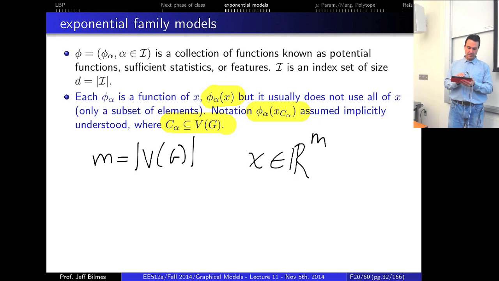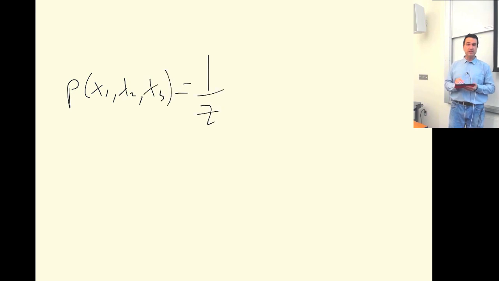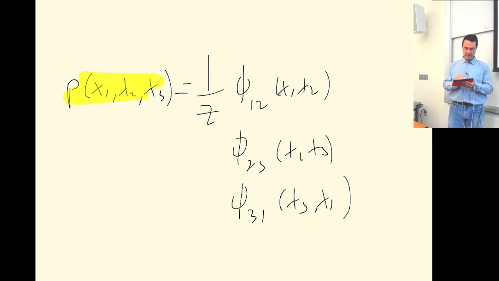So let me just do this. Let me get a piece of paper. So we have P of x1, x2, and x3, which is equal to 1 over Z, where Z is a normalization constant, times whatever these potentials were: phi of 1,2 of x1, x2, phi of 2,3 of x2, x3, and phi of 3,1 of x3 and x1. So that's a valid probability distribution.